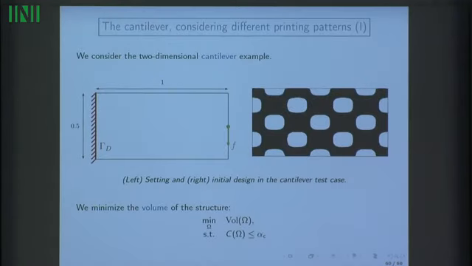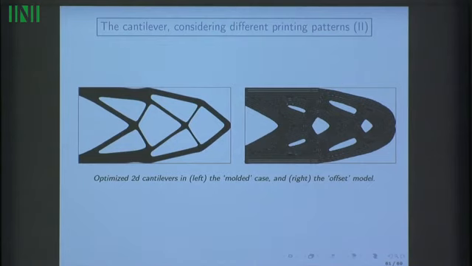So we consider a benchmark 2D example, that of the 2D cantilever. We consider a beam which is clamped on the left-hand side of the boundary and we apply a traction load on the right-hand side of the boundary. We want to minimize the volume of the shape under a constraint on the compliance, and we start from this initial guess. So here is what we obtain when we consider the case of the molded material, meaning the material properties are isotropic and ideal. So this is the classical cantilever result. And this is what we obtain when we consider the offset model that I have discussed before, the optimized shape for the offset model.